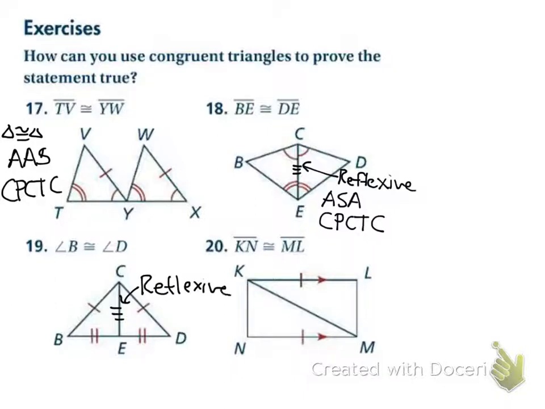Then my two triangles are congruent by side, side, side. And the last angle B is congruent to angle D because corresponding parts of congruent triangles are congruent.